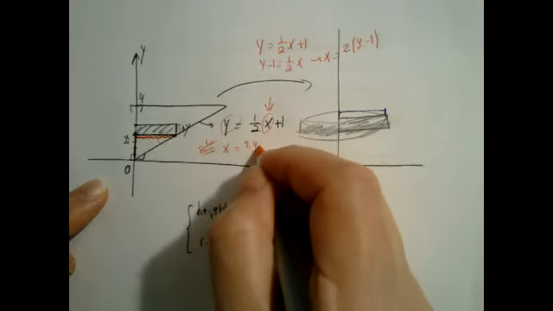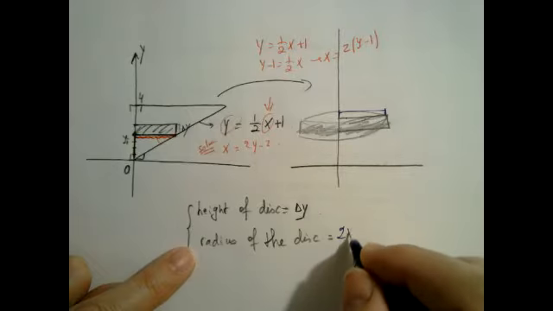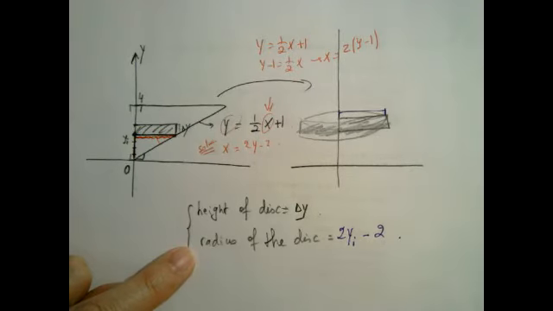So it's 2y minus 2. So be very careful. The radius of the disk, I will write it here, is going to be 2y minus 2. All right, everything in terms of y.